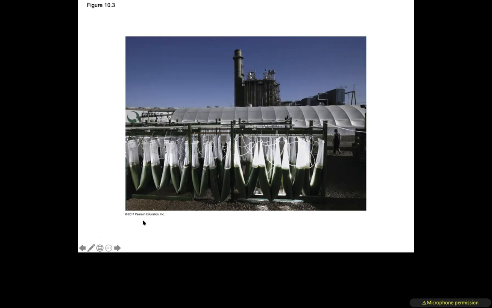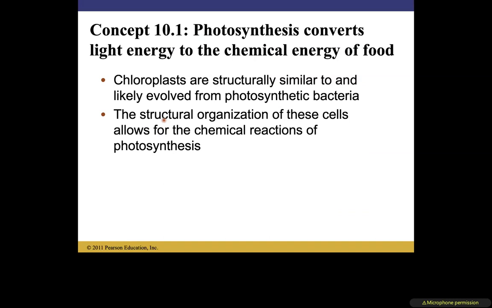We're using synthetic chloroplasts to do the job of plants. And as you can see, it is set up to a factory, and it says right here in the corner, green fuel. So lots of energy produced here. So your chloroplasts are structurally similar to and likely evolved from photosynthetic bacteria. And so the structural organization of those cells is what allows for the chemical reactions to happen in photosynthesis.